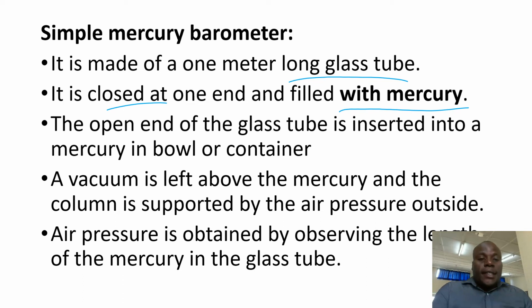The open end of the glass tube is inserted into a container of mercury, and the vacuum is left above the mercury, and the column is supported by the air pressure outside. Then air pressure is obtained by observing the level of the mercury in the glass tube. Let us have an illustration.